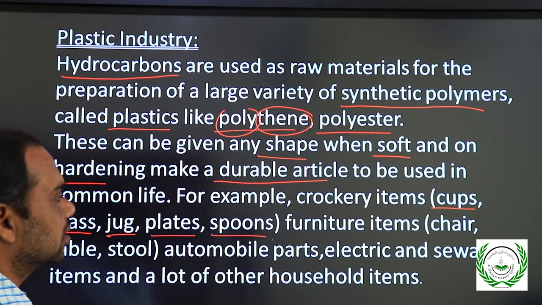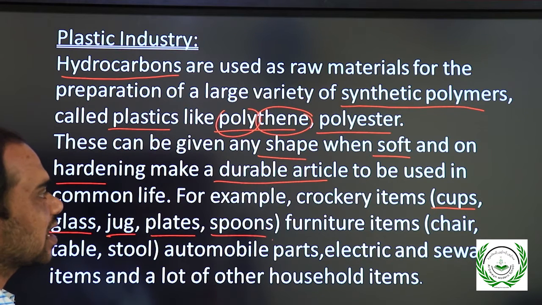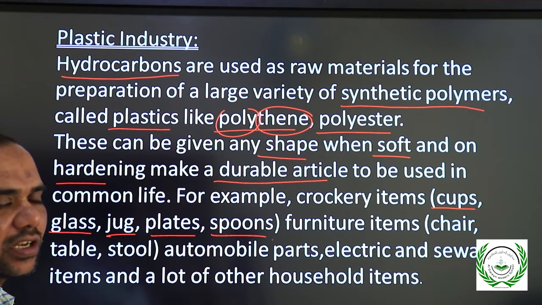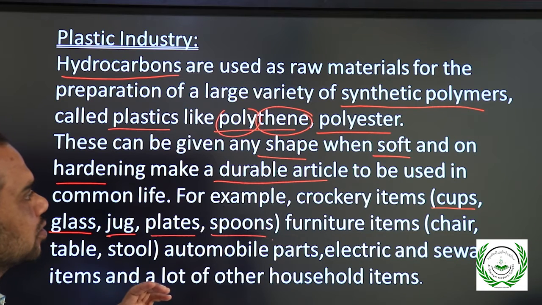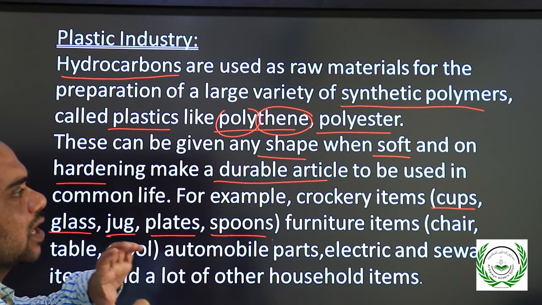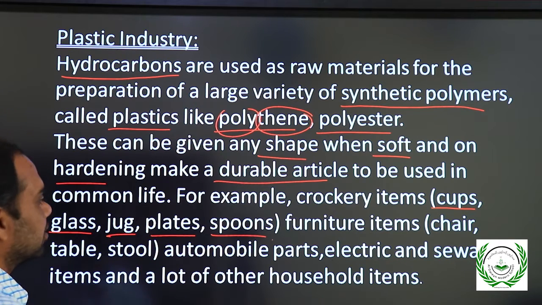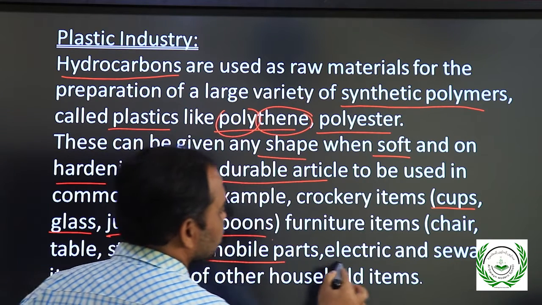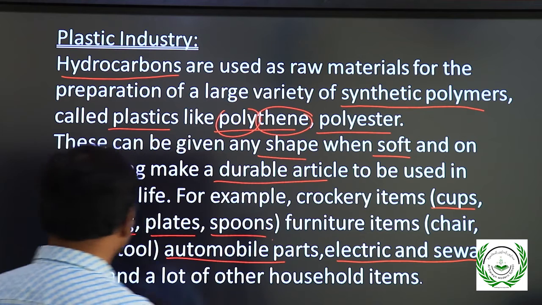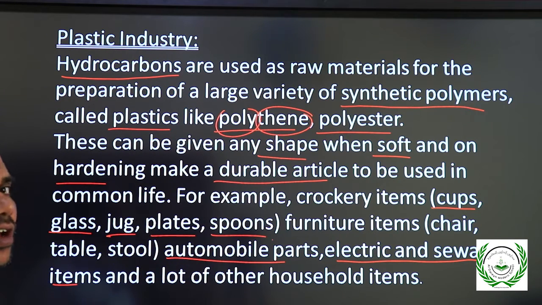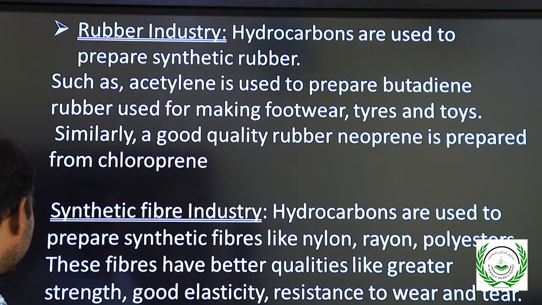All these are in shape, right? How are they made? When they are soft, they are given shape. How are they made soft? On heating they are made soft. When they are soft, they are shaped, and after that they are cooled and become hard. Some automobile parts, electric and other items, and many other materials in our daily life are made from plastic, which are the outcomes of the plastic industry.